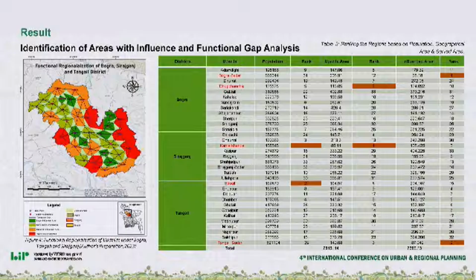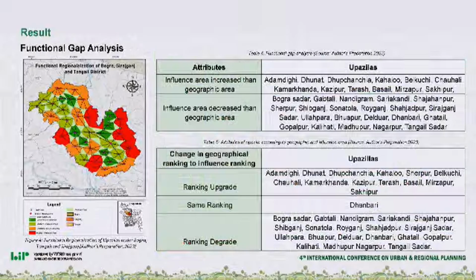Here we can see the identification of areas with influence of functional gap analysis, where Bogura and Sirajganj with Kumarkhanda and Boshail have the lowest population data, and in Upazila, Kumarkhanda and Thupchachia have the lowest Upazila area. But in the influence sector, we can see that Bogura Sadar and Tangail Sadar have the highest influence. Here is the comparison between geographical area and influence area.